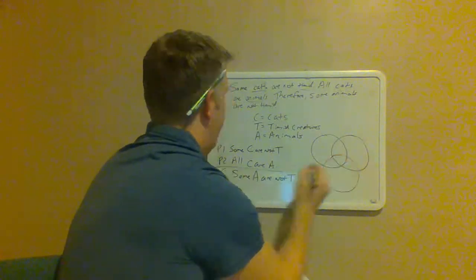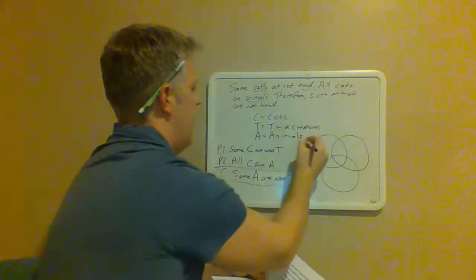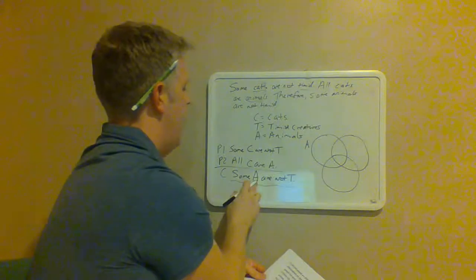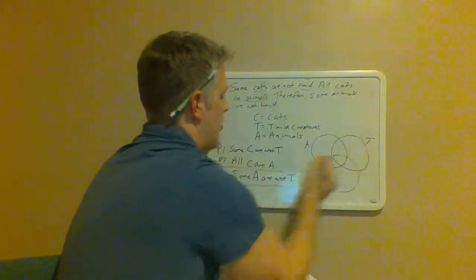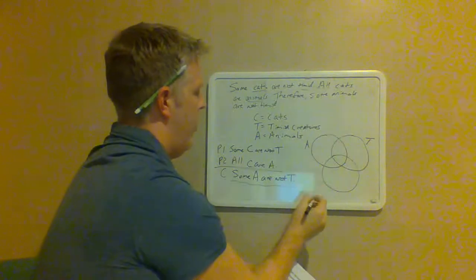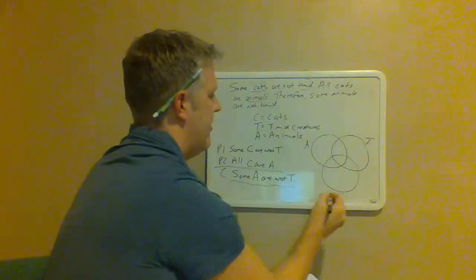create our Venn diagram. We go to the conclusion to find our terms, where they should go, that is. So the minor term, the one that's on the left, top left, is going to be the A, or animals. T would be timid creatures. That's going to be the major term and appear on the top right. And the middle term, the one that doesn't appear in the conclusion, is C, or cats.